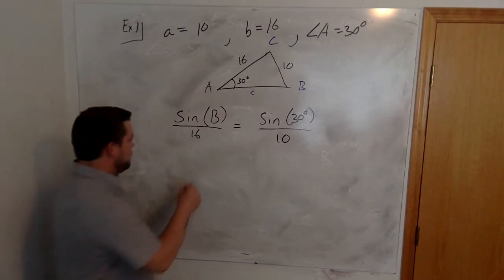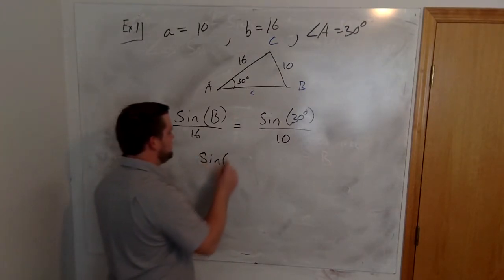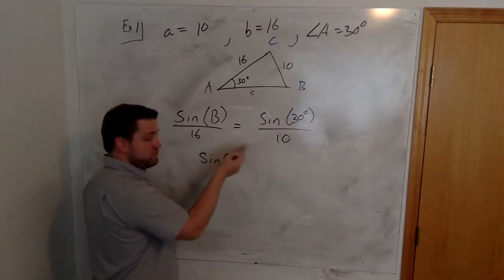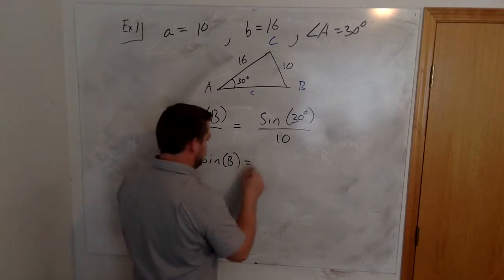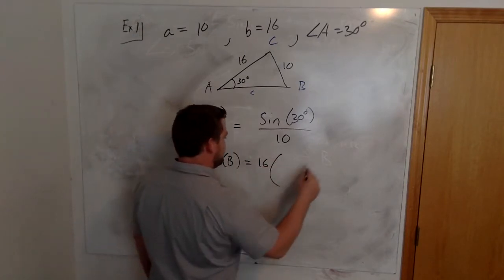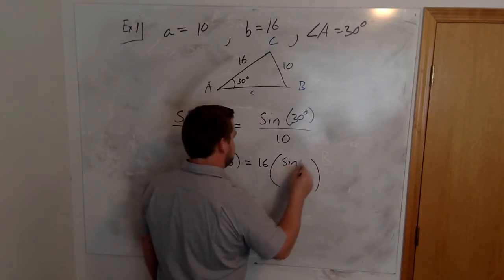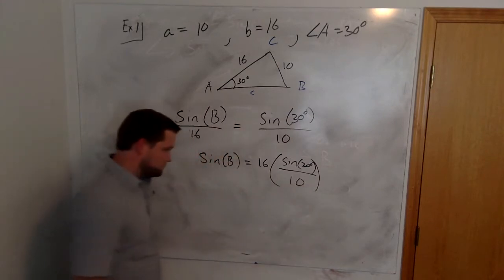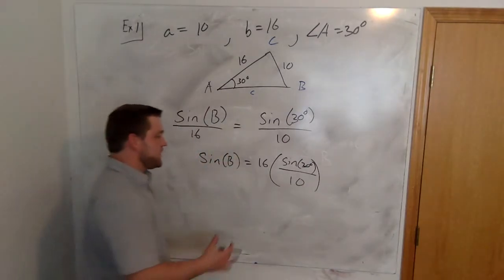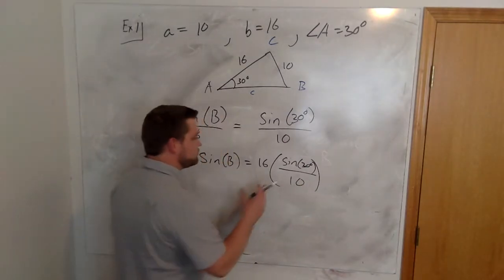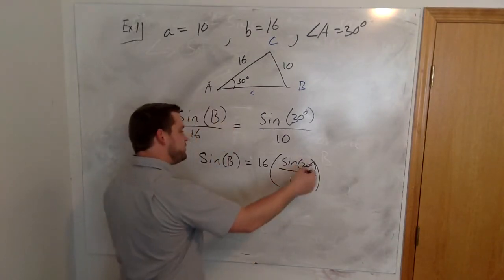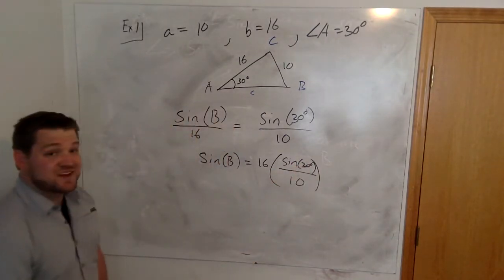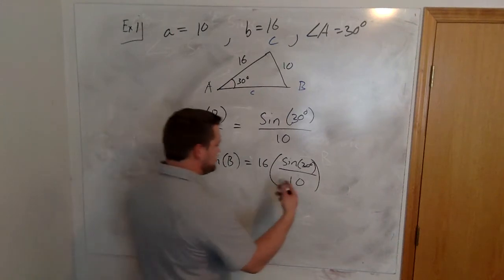Okay, so we'll have that the sine of B, what I'm going to do is multiply both sides by 16, will be equal to 16 times the sine of 30 degrees all over 10. Now you don't necessarily need to simplify this right-hand side. You won't always be able to simplify the right-hand side. But I do have a nice angle here, 30 degrees. That's a nice angle on the unit circle. So let's clean this up a little bit.